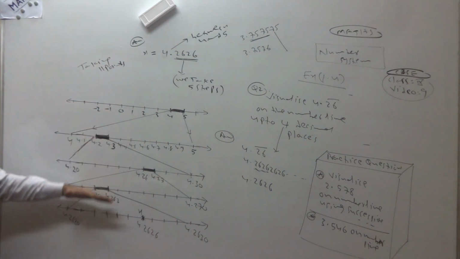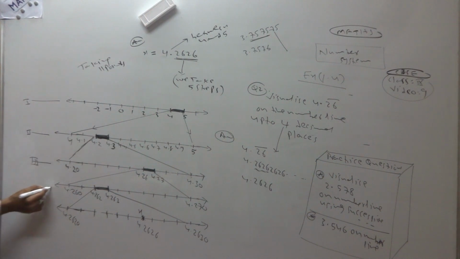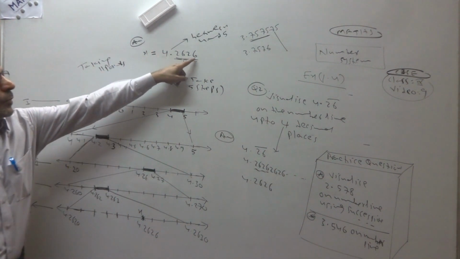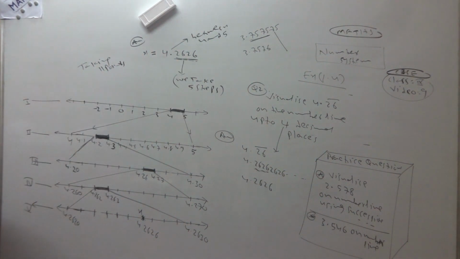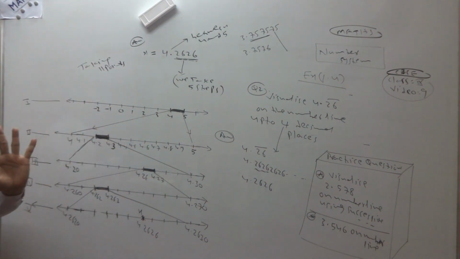So this is the way to explain. How many steps have we taken? 1, 2, 3, 4, 5. Why? Because after the decimal, 4 places means 5 steps. 3 places, 4 steps. Okay. So this exercise is completed.